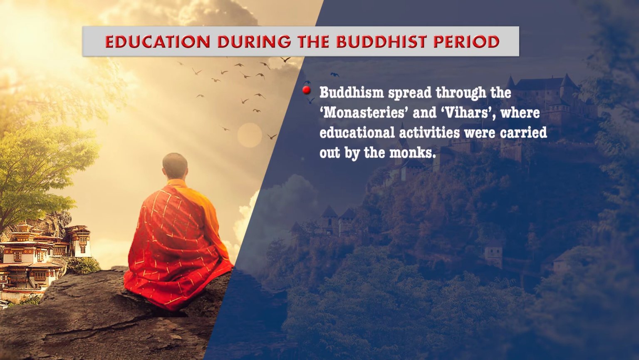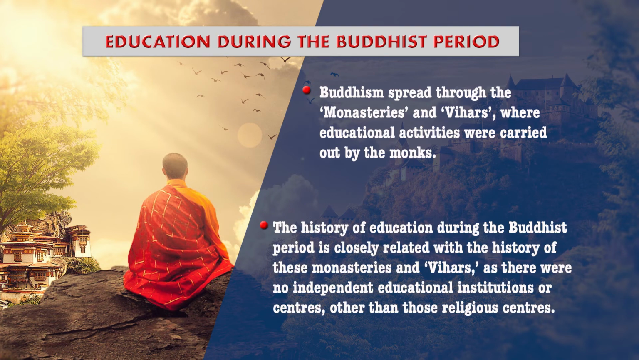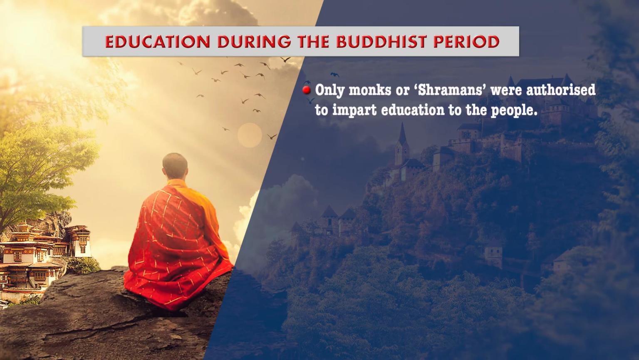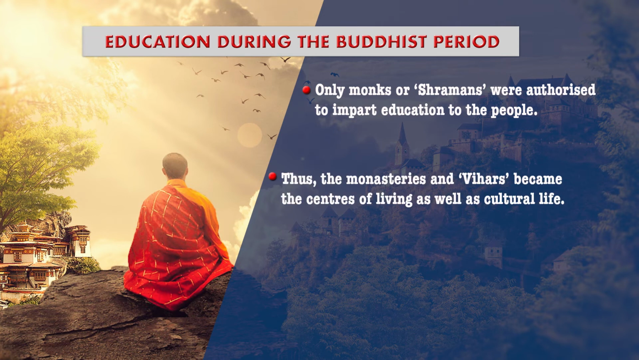Buddhism basically spread through monasteries and viharas. These were the two places where the educational activities were carried out by the monks. The history of education during the Buddhist period is closely related to the history of these monasteries and viharas, as there were no independent educational institutions, nor were there any centers other than these religious centers. So basically we can say Buddhism spread through monasteries and viharas, and only monks or shramans were authorized to impart education to the people. Thus the monasteries and viharas became the center of living as well as cultural life.